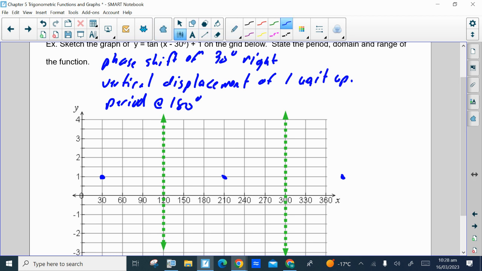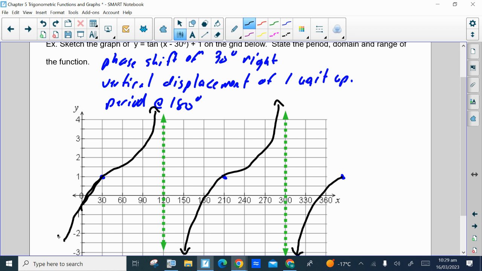Really, this is all we need to sketch our graph. Our points of inflection are there. Well, that one's not very good. Do a better job of that. So the graph would look something like that.